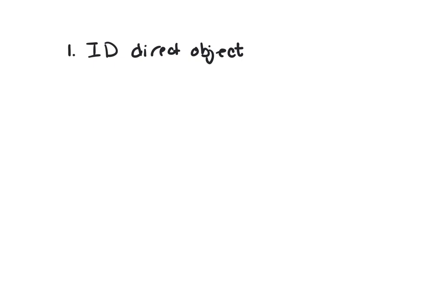So step one is just what we did, identify the direct object. And we're going to do that using the question what or whom after your verb to figure out what that direct object is. Step two is going to be choose a direct object pronoun to replace it with.